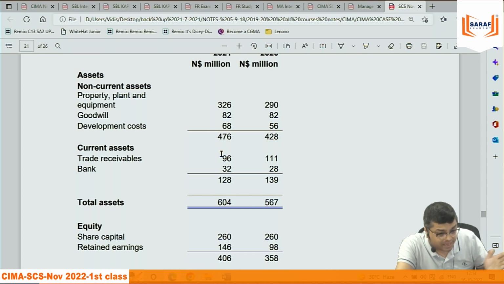Trade receivable in their case has gone down. Yes, return on equity and all that is better, because they are performing better than us. Trade receivable has gone down in their case, and in our case it has gone up. So they may be managing their receivables better, or maybe their sales growth has not happened because they are not offering proper credit.